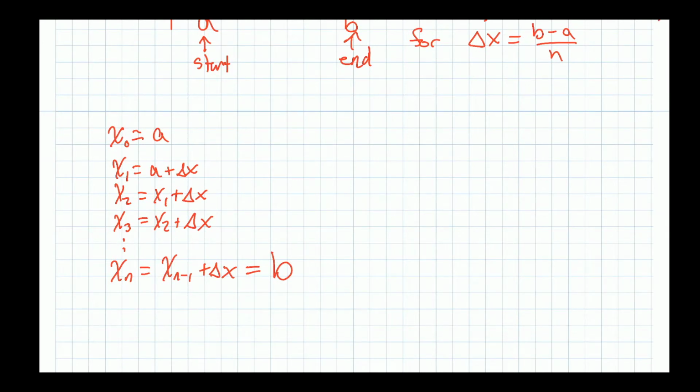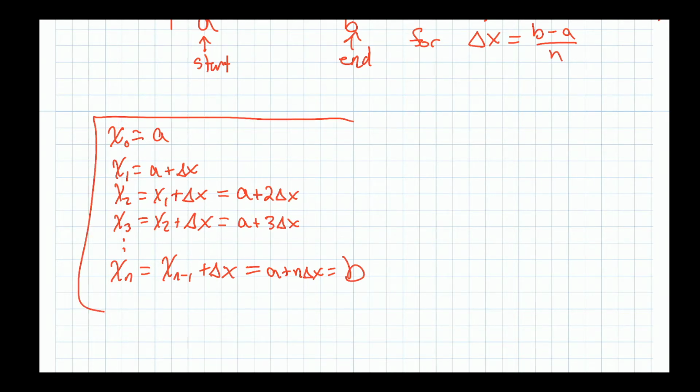There's an alternate formula, by the way. If you want to calculate from a, x2 would be a plus 2 delta x, x3 would be a plus 3 delta x, and so on. And for the last one, xn is a plus n delta x, but it's still b. Okay, so these are the x values.